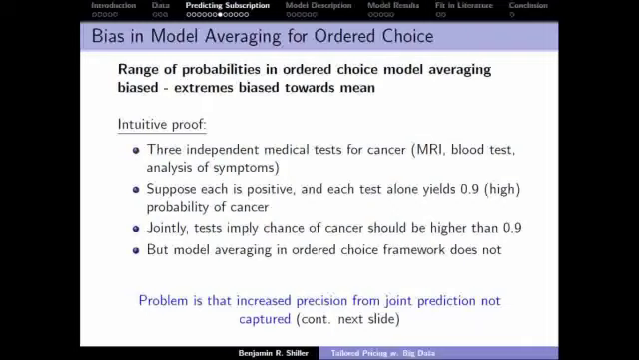If all 3 come back positive, let's say each one alone predicts that you have, let's say, cancer with a chance of 0.9, the overall probability combining the information from those models should yield a probability that you have the disease of over 0.9. In a Bayesian model, in this model averaging approach in an ordered choice model, it actually yields the same probability as any one of these single tests, 0.9. So it's not capturing the joint information.